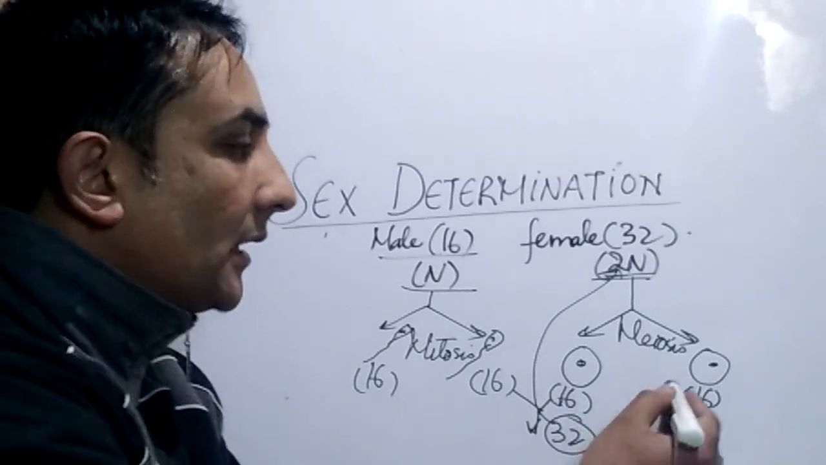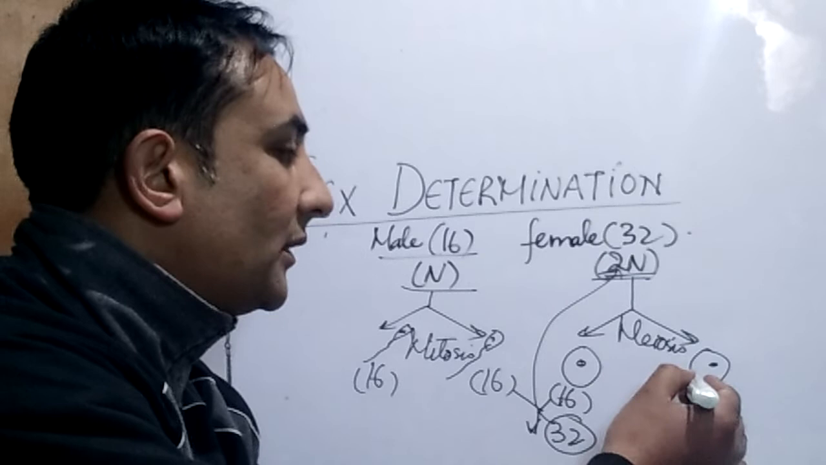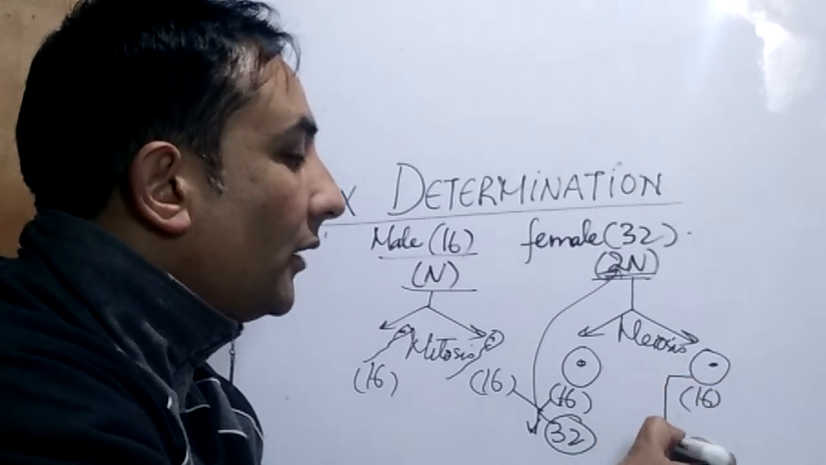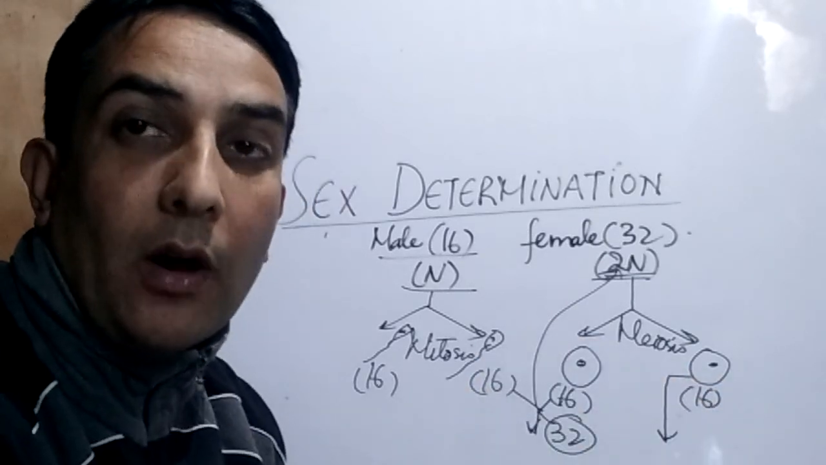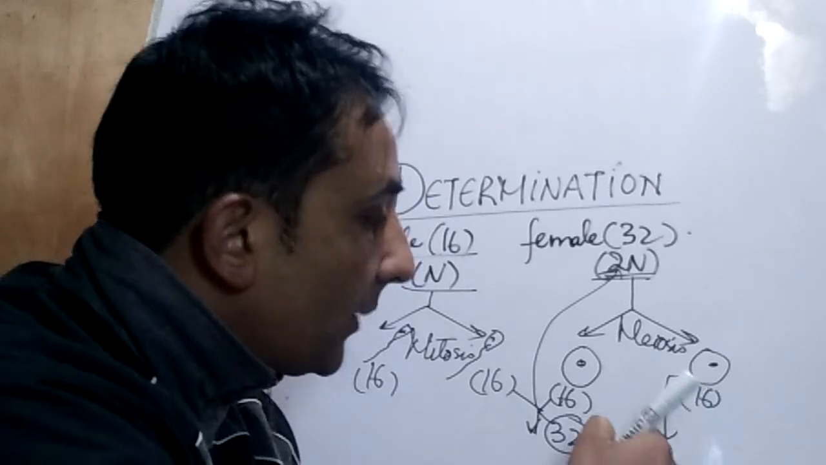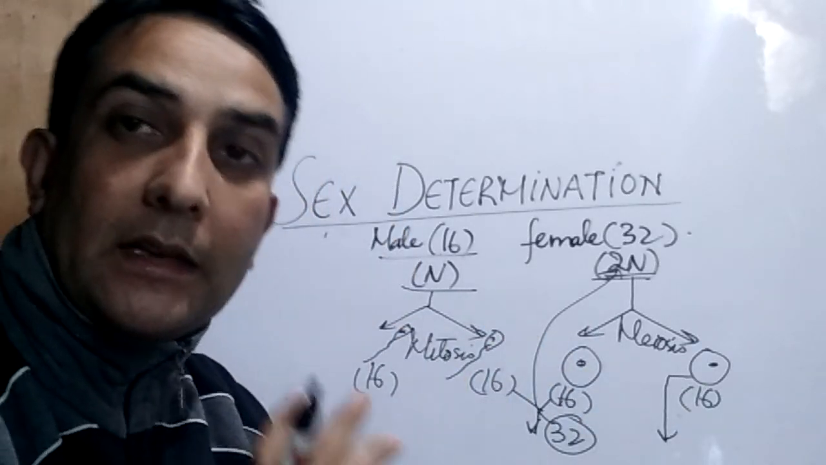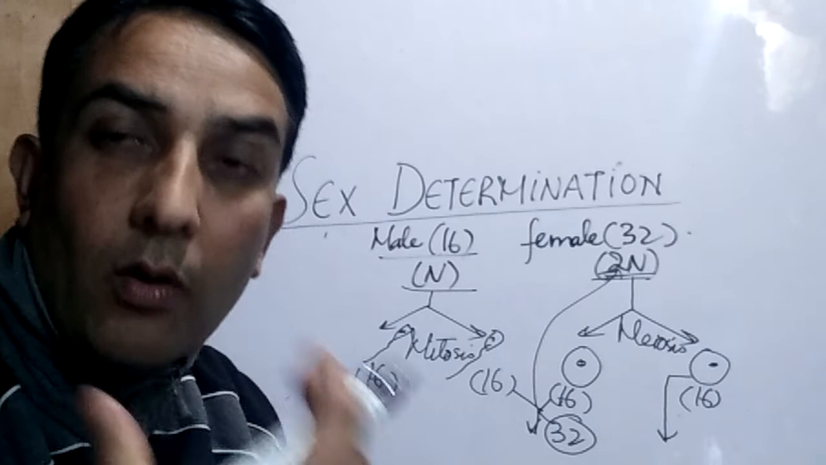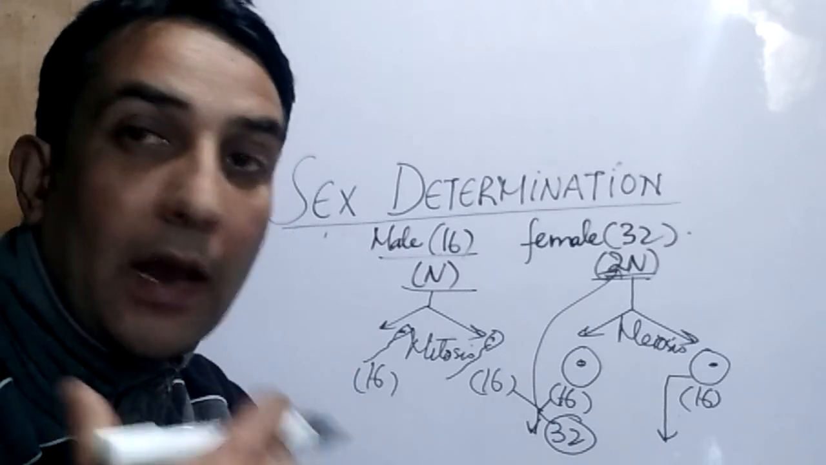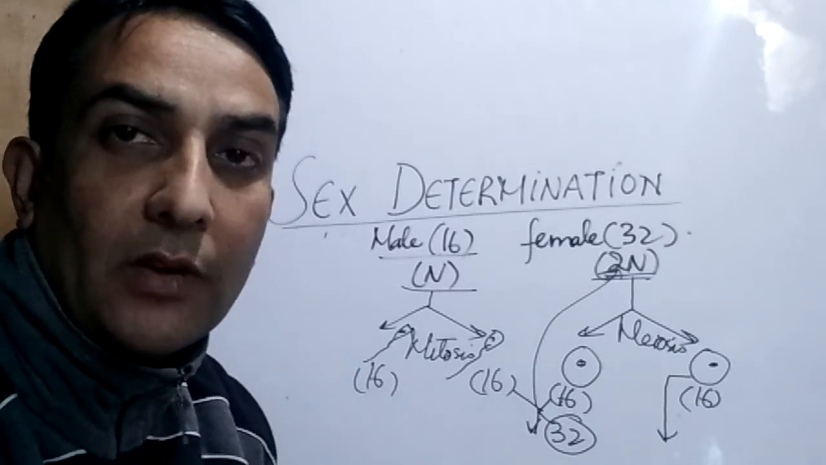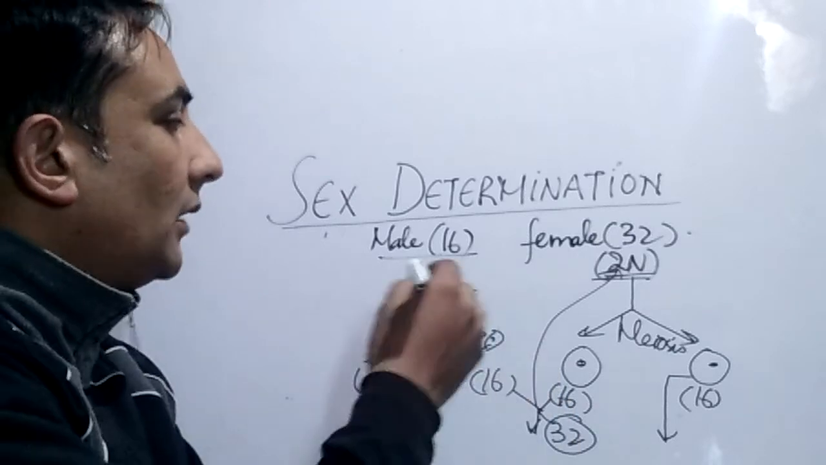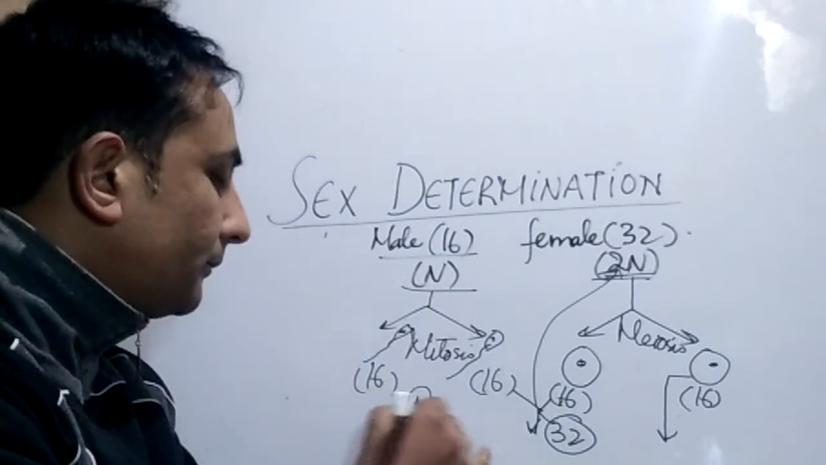But the case is now this ovum. If we take the example of this ovum, it will develop into the offspring without being fertilized. And that process in which an ovum develops into an embryo without the process of fertilization, we call it parthenogenesis.